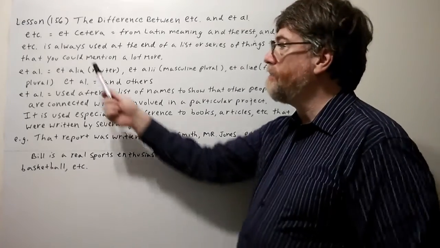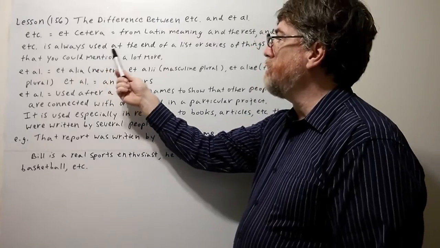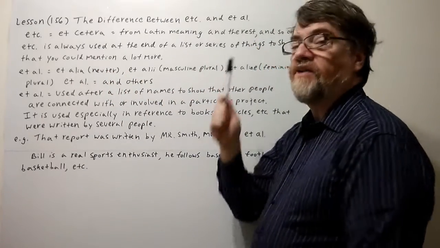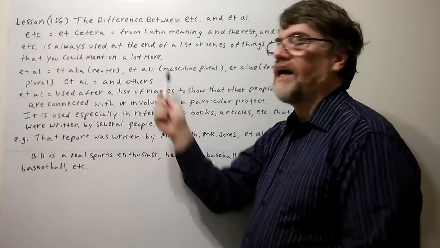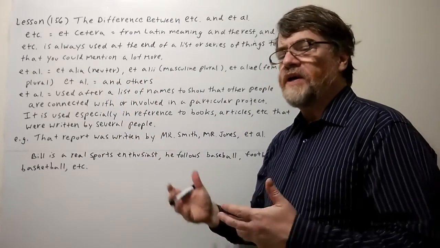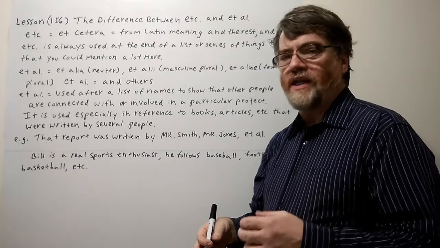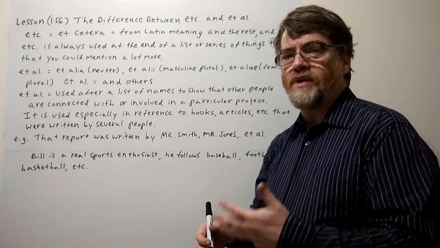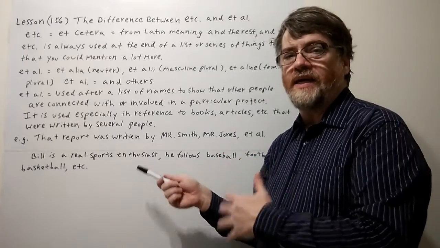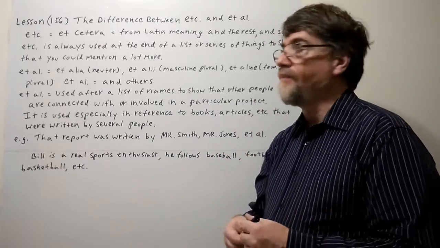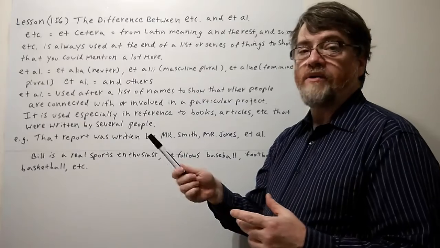Let's continue the note here. Etc. is used at the end of a list or a series of things. Things is the important point, to show that you could mention a lot more. You especially use it then. If you really only want to mention one or two or three things, you don't need etc. You just say A, B, and C, and you don't use etc. So that's how you would use it.